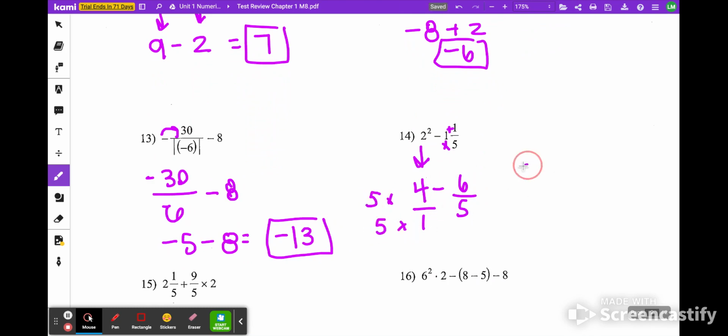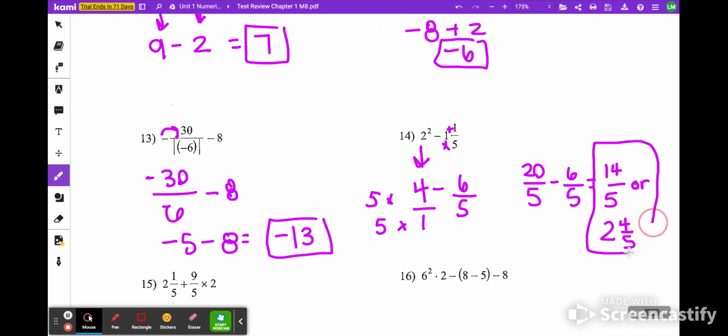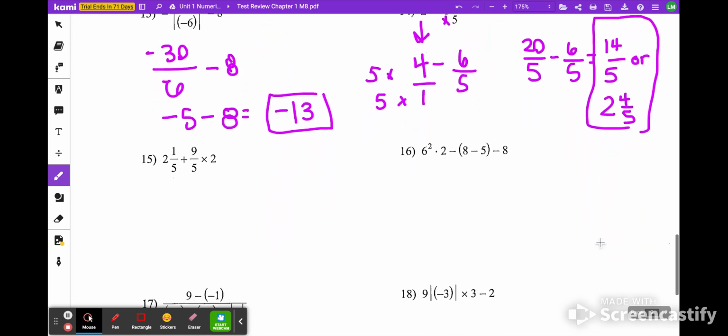So 5 times 4 is 20. 5 times 1 is 5. So now I have 20 fifths minus 6 fifths. 20 minus 6 is 14 over 5. You could also rewrite this as 2 4/5. Okay, almost done. Thanks for hanging in there.